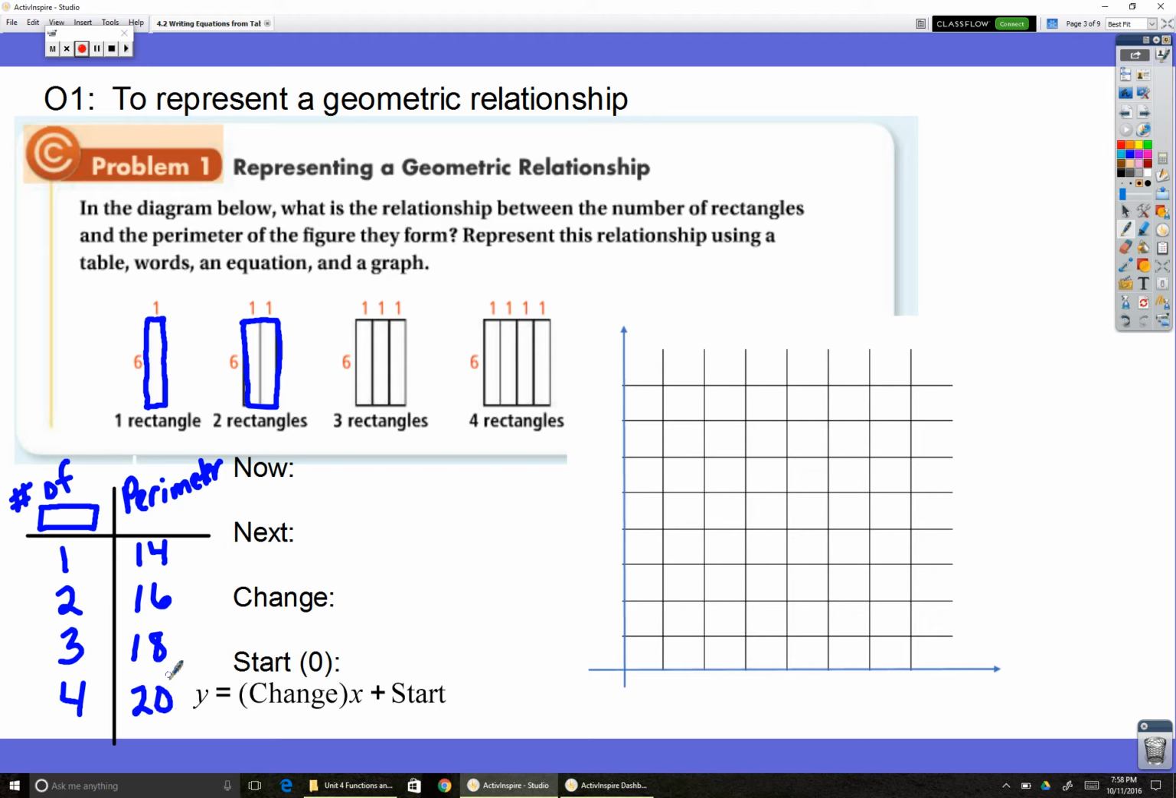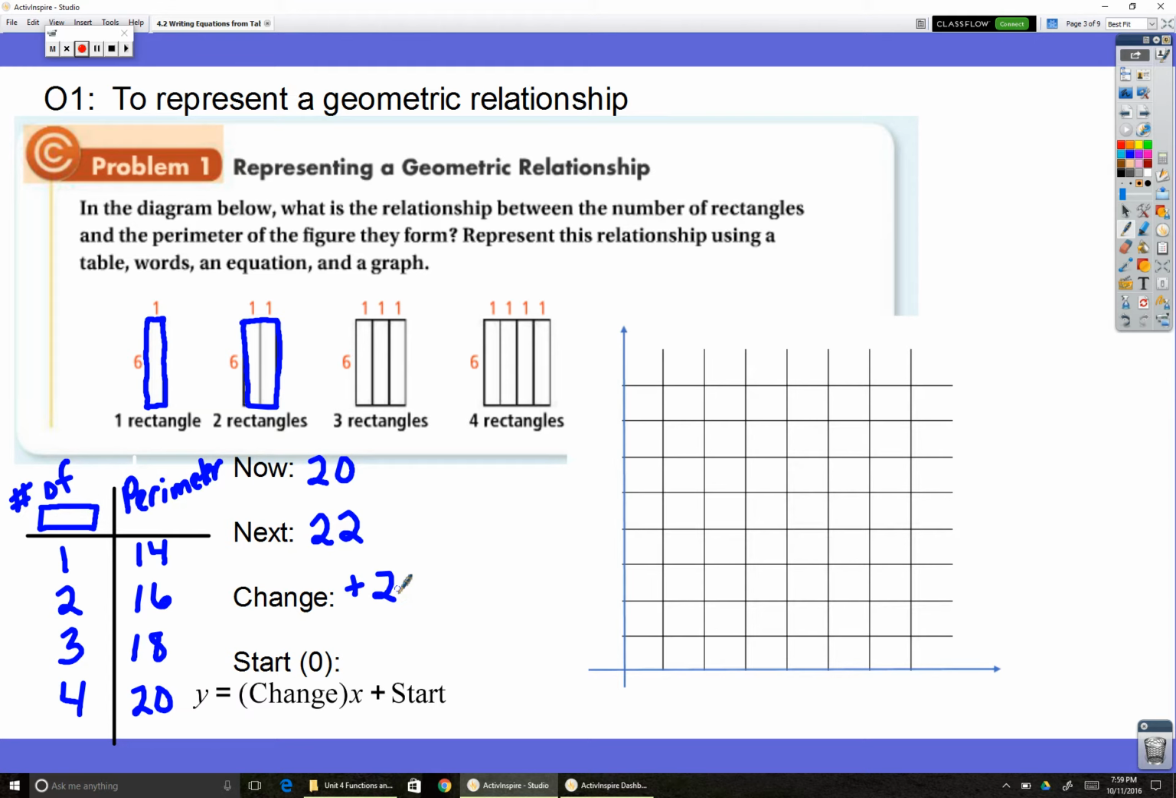In order to write an equation for this sort of linear function, we're going to use this series of steps: now, next, change, and start. So we're first going to look at where we are now. So at the bottom, the last set of rectangles that we have to look at, we have a perimeter of 20. If we were to keep going and we were to go to 5 rectangles, the next number would be 22. Because we can see that when we look at our perimeter column, the numbers are going up by 2 each time. So our change is plus 2.